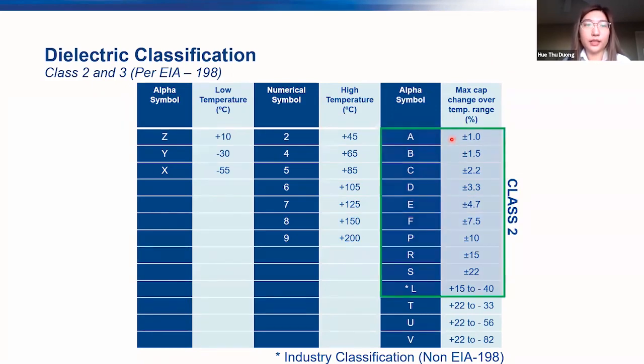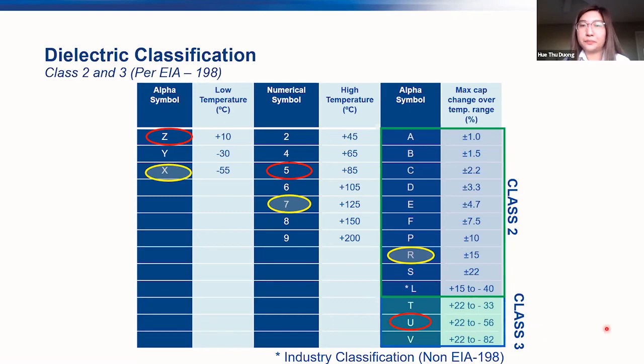So for example, a class 2 X7R will have a minimum temperature of -55 degrees C and a maximum temperature of 125 degrees C, and will have a maximum capacitance change over the temperature range of plus or minus 15%. For a class 3, Z5U will have a minimum temperature of 10 degrees C, a maximum temperature of 85 degrees C, and the maximum capacitance change over the temperature range that it'll see is 22% to negative 56%.